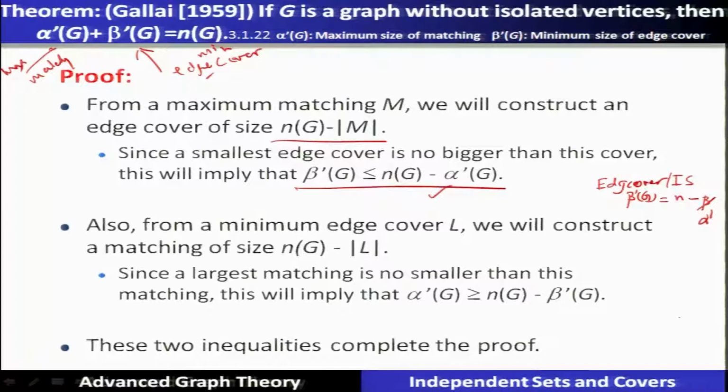Now, we can also see that from a minimum edge cover we can construct a matching, and that is quite obvious. If the edge cover is given, then we can construct a matching of size n minus beta prime G. Since the largest matching is no smaller than this particular matching, this implies that alpha prime G is at least n minus beta prime G, where beta prime is the edge cover.